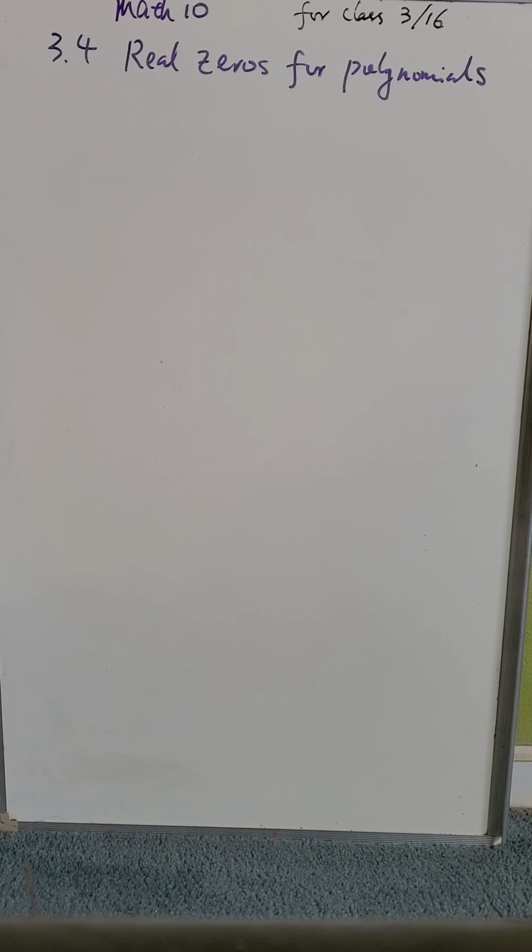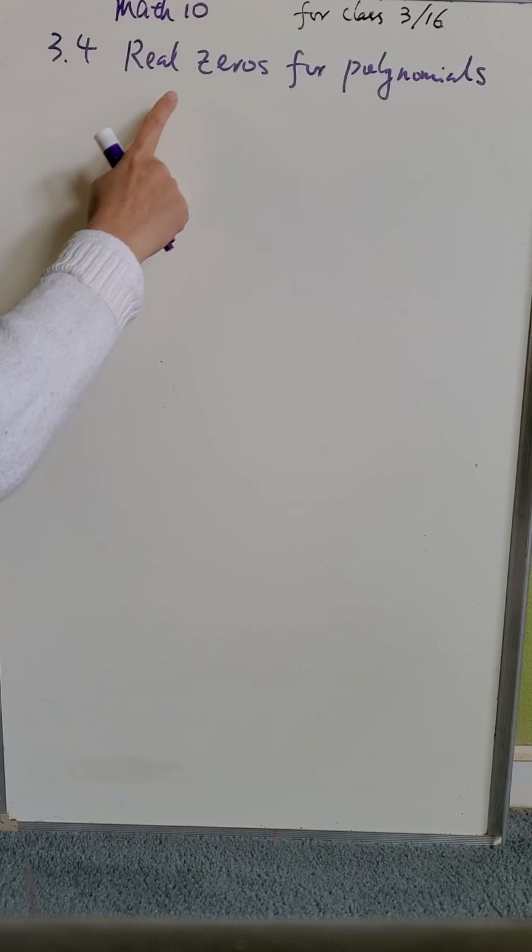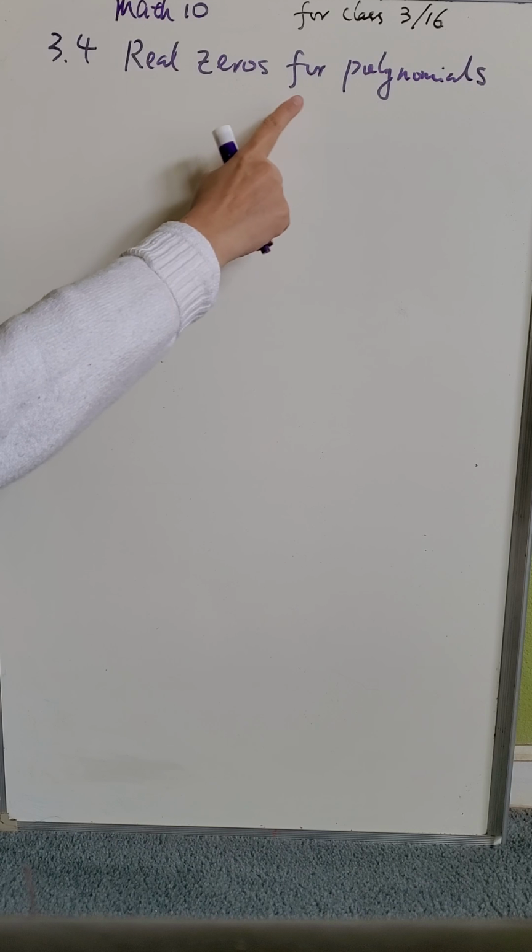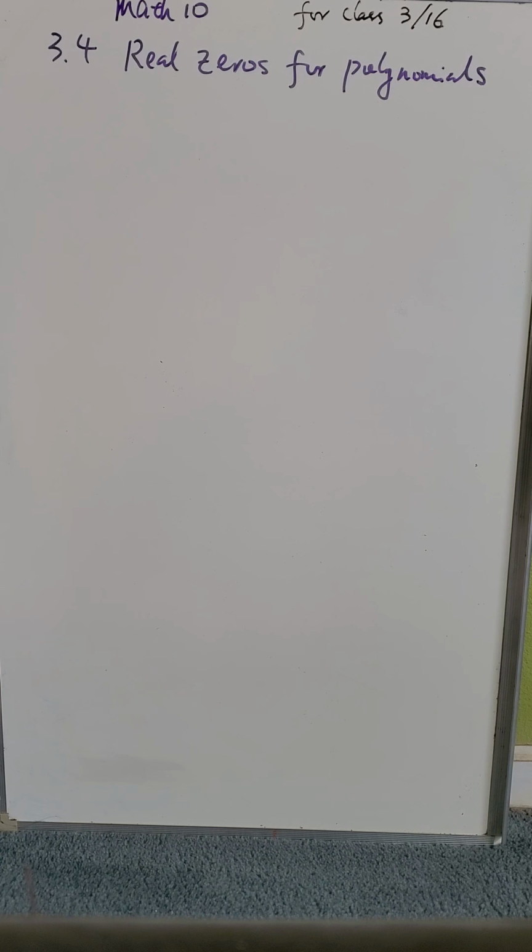So today we're going to continue the class on 3.4. We're going to learn how to find the real zeros for polynomials. What they mean here is to solve any polynomial with a degree higher than 2. We know how to solve degree 1 and degree 2, and degree 3 we don't know how to do. So now we're going to learn how to solve situations like that.